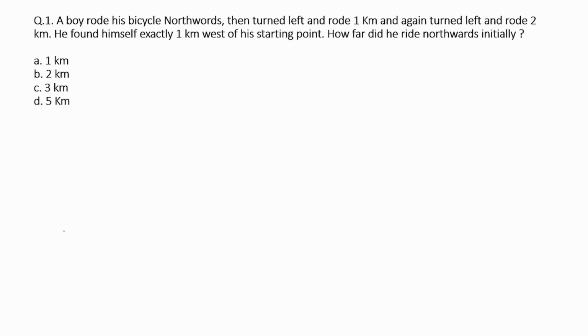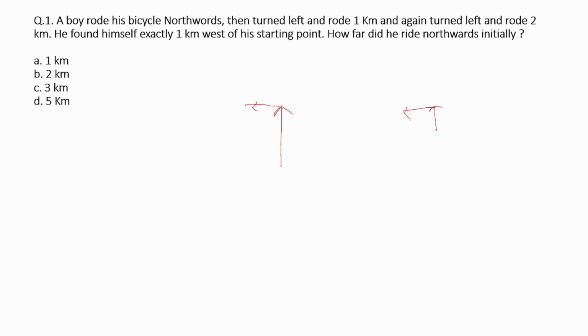The first question is: a boy rode his bicycle northwards. A boy rode his bicycle northwards means how much distance he traveled towards north is not given, but the boy rode his bicycle towards north. Then turned left after traveling some distance towards north. The boy turned left from here to here. We know that if a person moves towards north and turns left, then he will move in this direction.